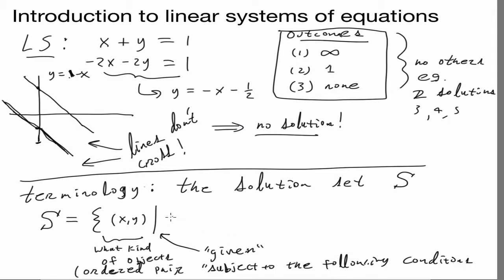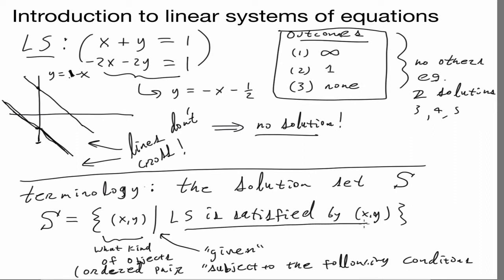So we could say something like that the linear system is satisfied by x comma y. We could also write other things. We'd actually write out the equations in here. Okay, we could do a lot of things to express that, but this is the solution set.